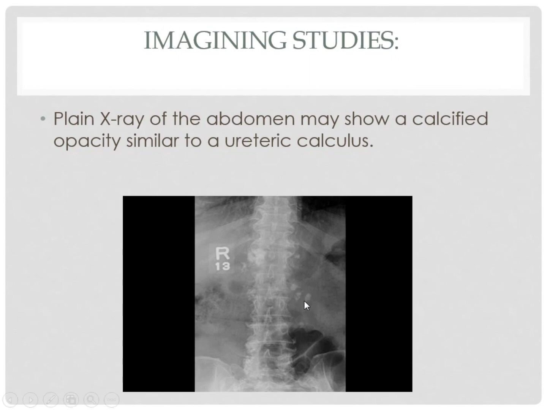Could be an accidental finding. Exactly. Even in the chest, we see some calcified lymph nodes every now and then, and they indicate an old TB infection.